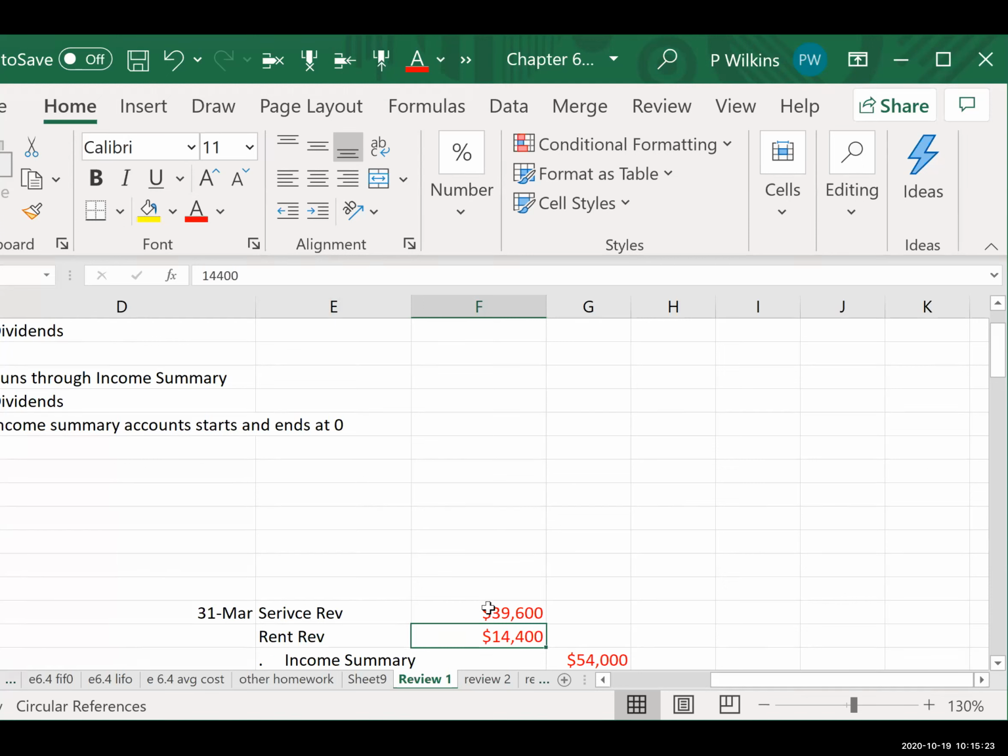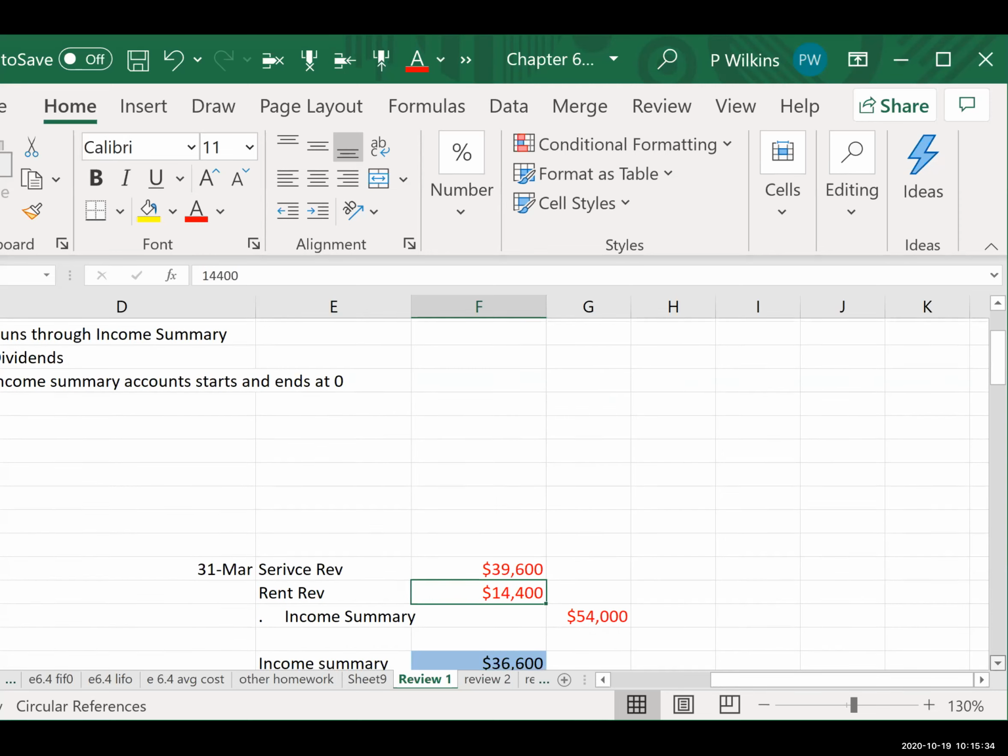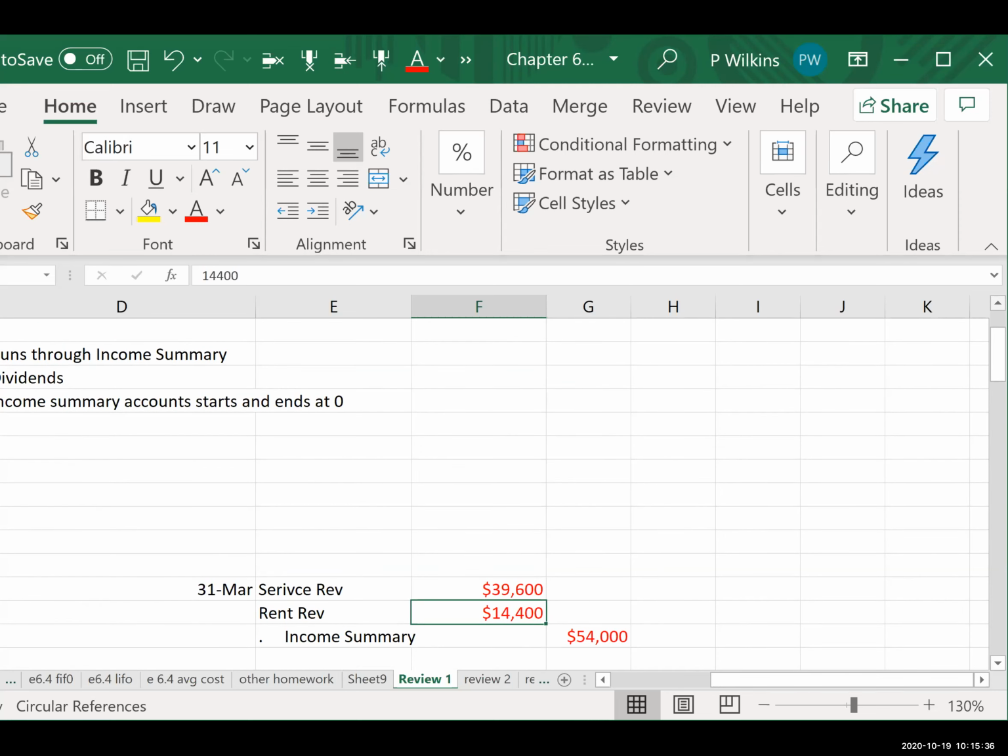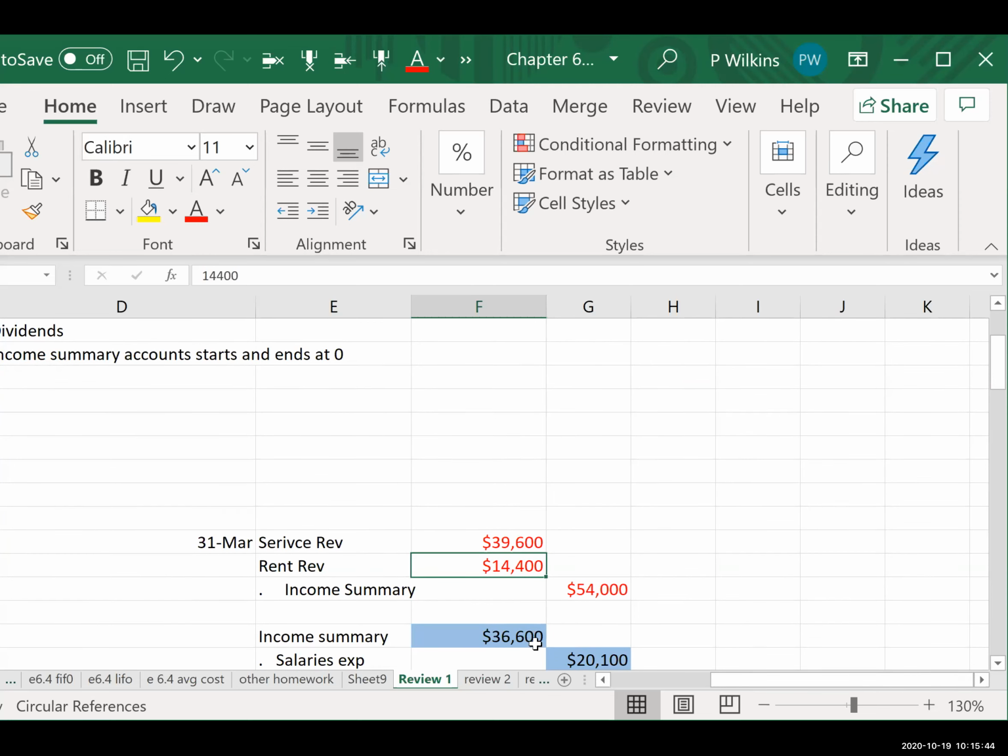The next thing we're going to do in the list are the expenses. So what we're going to do is we're going to go down that list and we're just going to look for all the expenses. First of all, we need to know that expenses have a debit balance. So in order to get rid of them, we have to credit them, right? So we don't know what the total of income summary is yet. Okay, we're going to be debiting income summary and we're going to be crediting all the expense accounts.